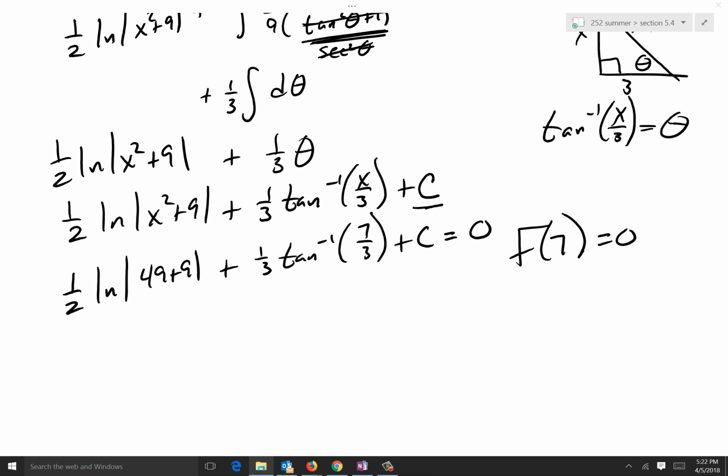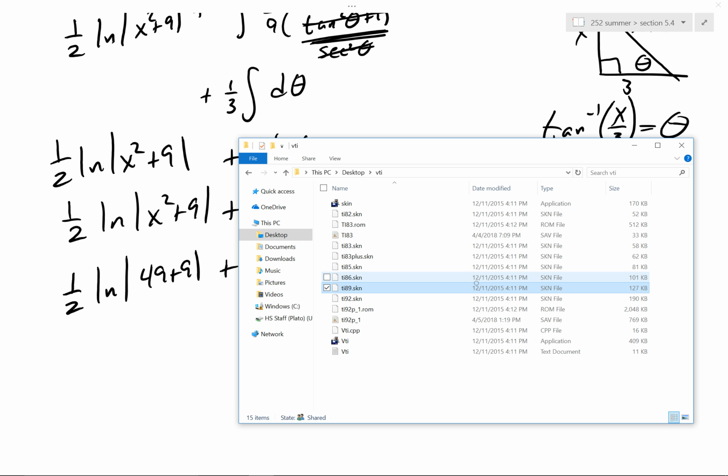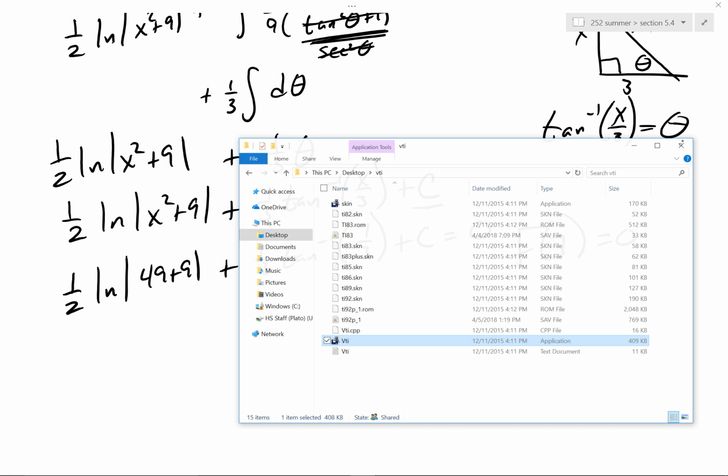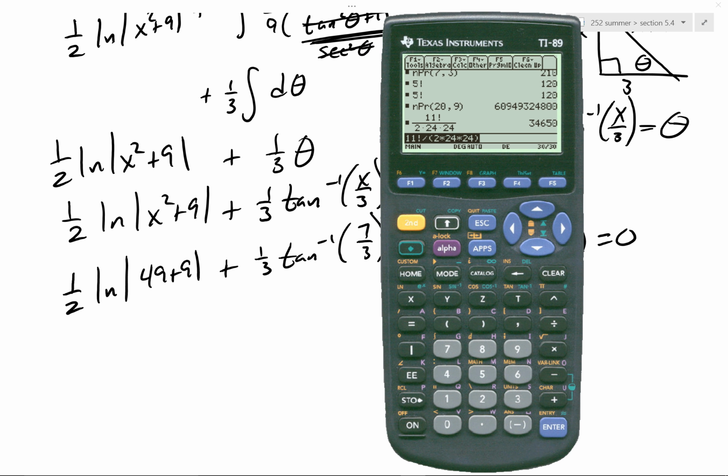So I'm going to break out my calculator here. There she comes. Good. So I'm simply going to go 0.5 ln 49 plus 9 is 58. I don't need an absolute value because it's positive already. So it's not a big deal to me at that point. 1/3 arctan of 7/3. Make sure you're in radians for what I'm doing. You'll notice I'm in degrees. I'm going to go ahead and hit enter.